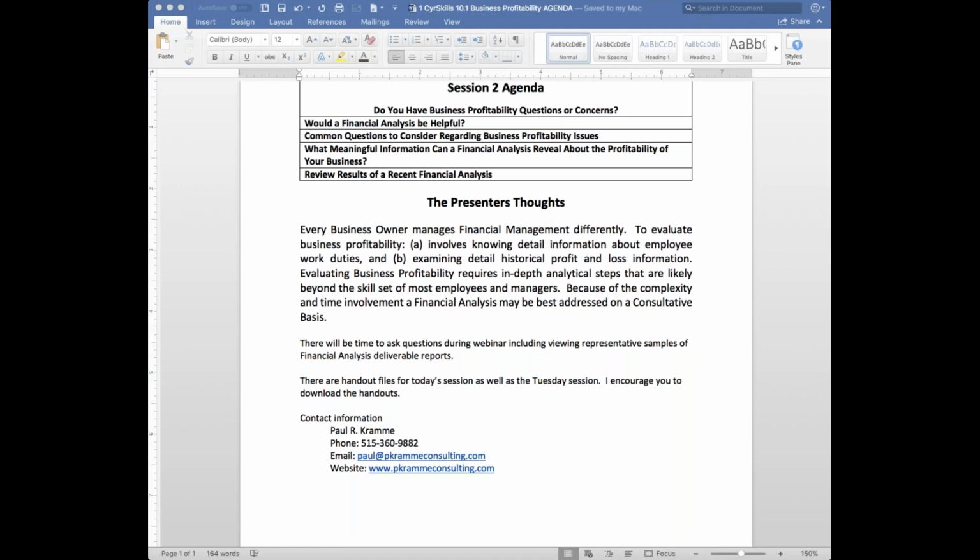Today, we're going to switch our focus from pricing to financial analysis, and we're going to look at just a very small handful of PowerPoint slides. We're going to look a little bit at answering some questions. And then we'll look again at a sample analysis that was recently done for a client.